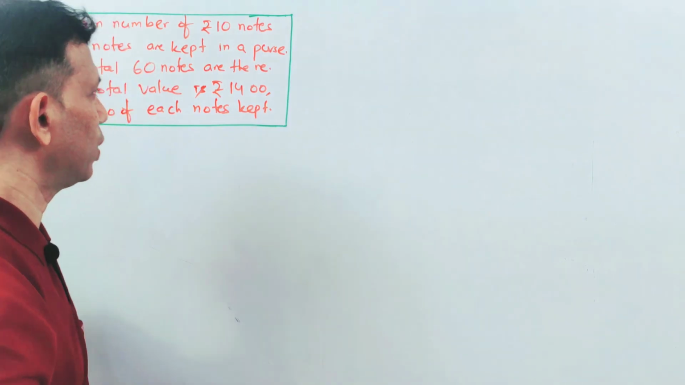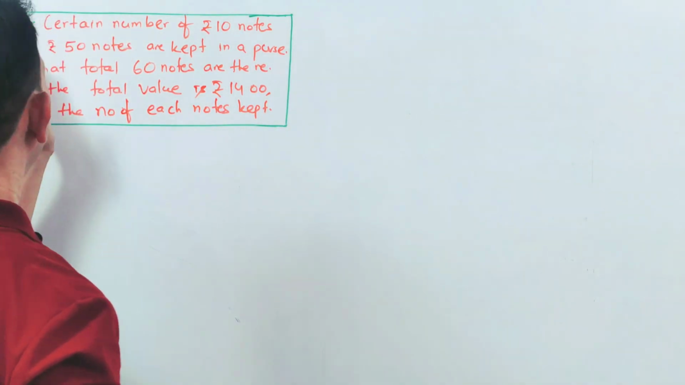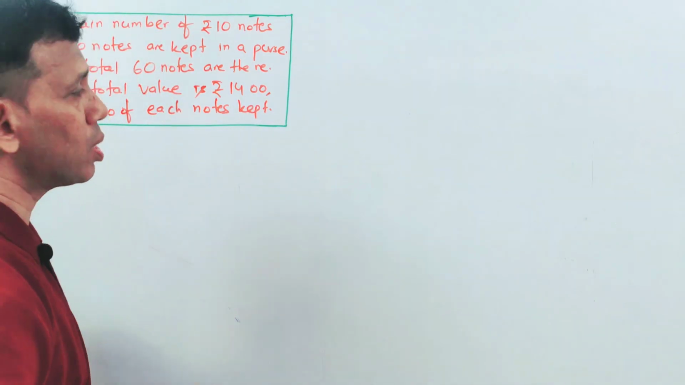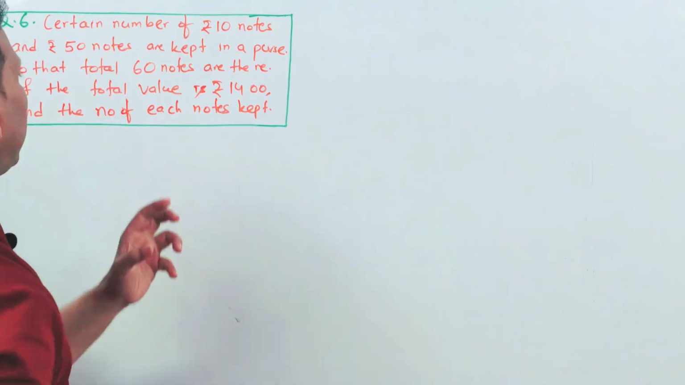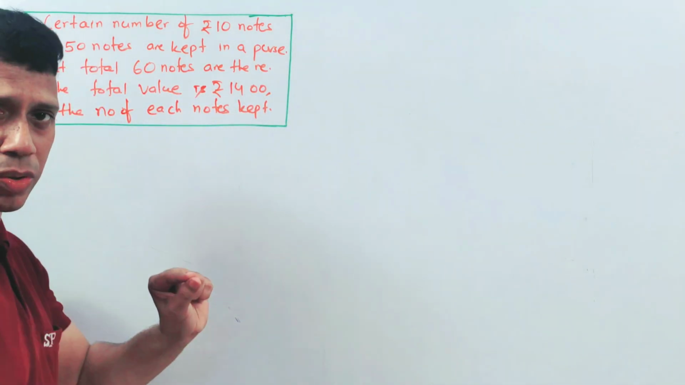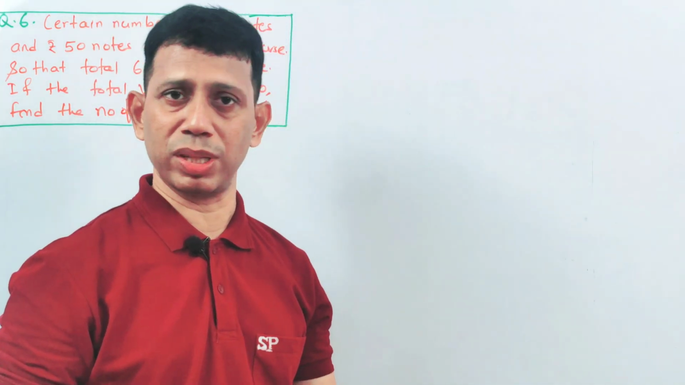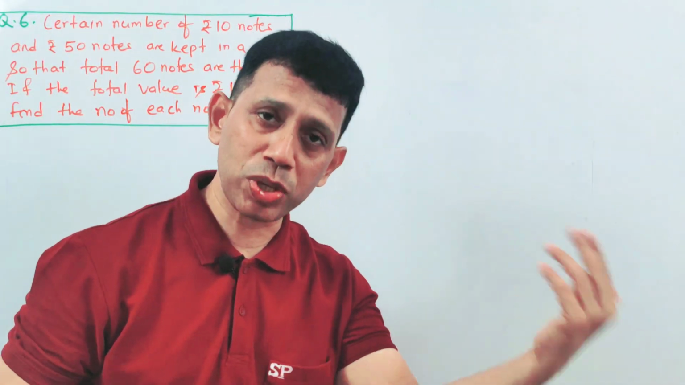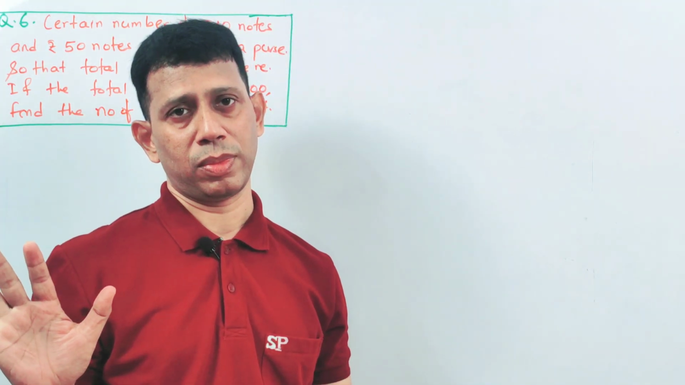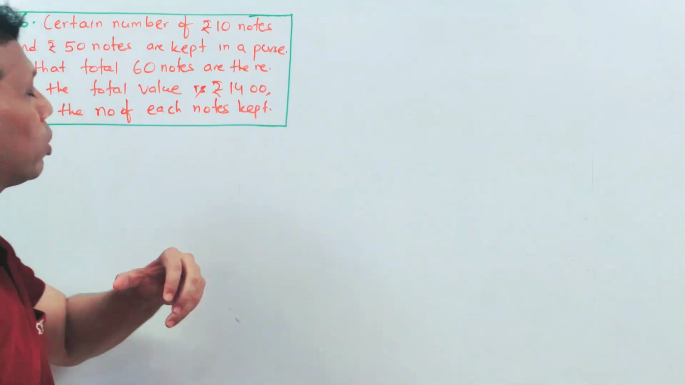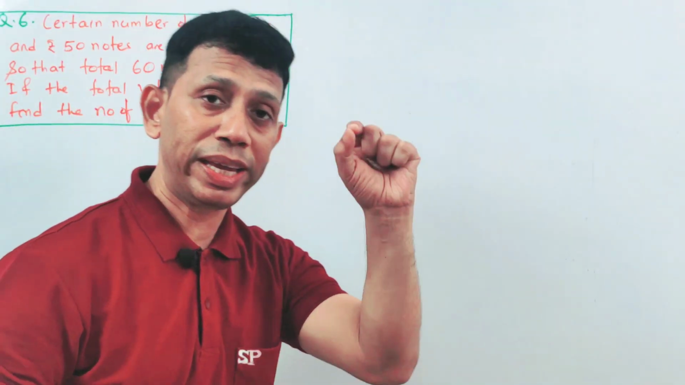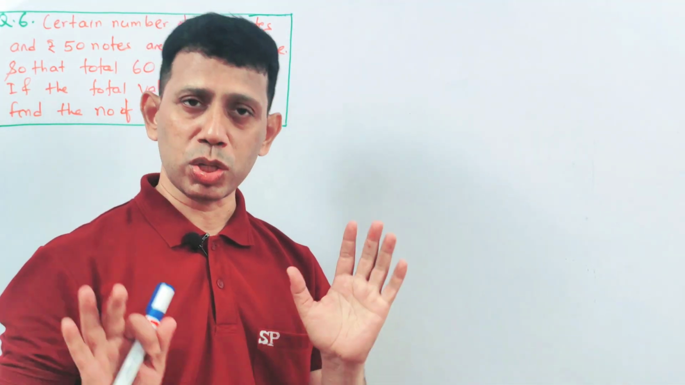It's a different kind. You see, I'm just reading the question. A certain number of rupees 10 notes and rupees 50 notes are kept in a purse. Show that the total 60 notes are there. So few numbers of rupees 10 notes you kept in the purse, and few numbers of 50 rupees notes also you kept in the purse. So that total number of notes is 60. Then if the total value is rupees 1400 in your purse, then find the number of each notes kept in the purse. Understood the question?